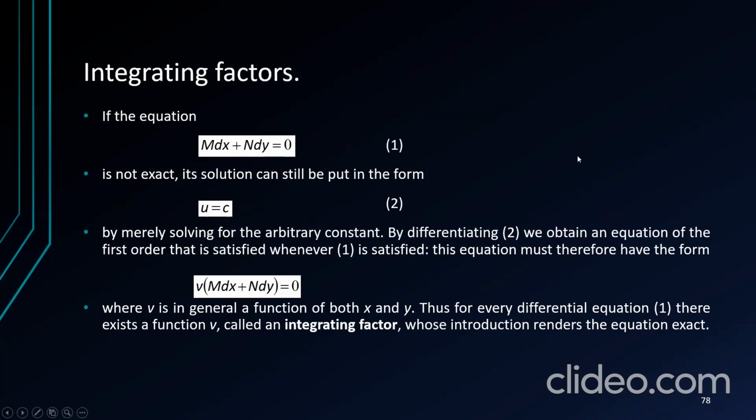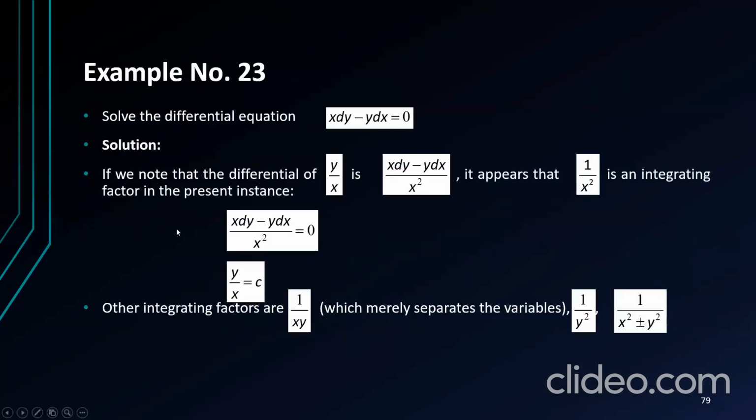Yung kanina nga, ano yun? Y dx minus x dy, hindi siya exact. Pag dinivide mo siya ng x squared, tama. Hindi, y squared. Okay, y squared, magiging, ano siya, ang u mo doon magiging x over y. So, may multiply kang 1 over y squared. Ayan ang B.